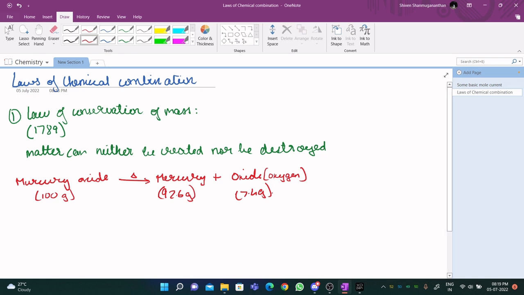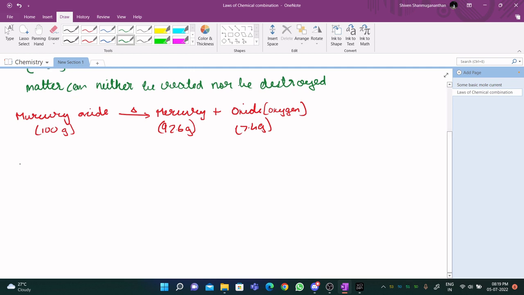Now, this law was stated by J. Proust in 1799. So this is exactly 10 years later. What this law said is a chemical compound, irrespective of its source, always contains fixed proportions of its elements by mass. Now, by mass is the important part. So let me write that down here as well. I'll pick green.